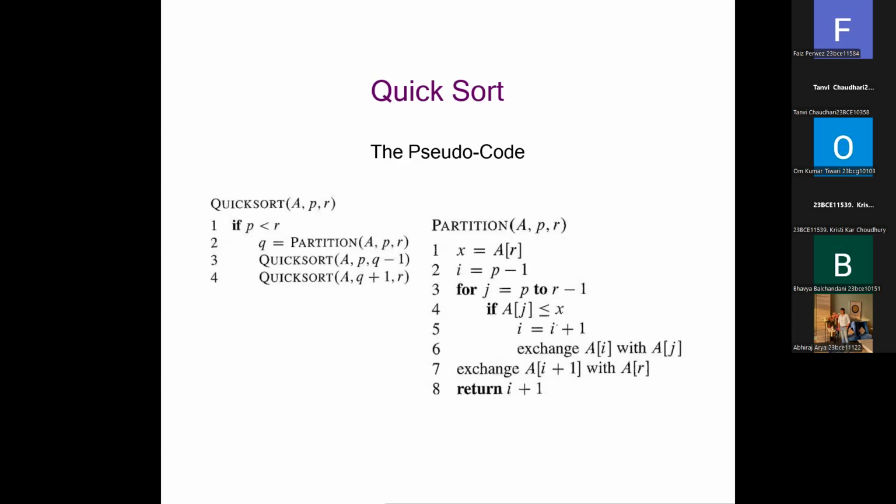Any doubt in quicksort? Within the quicksort, we are calling quicksort two times for the subarrays of n by 2. And before that, we are calling the partition. The partition takes care of dividing the given array into two n by 2 subarrays.